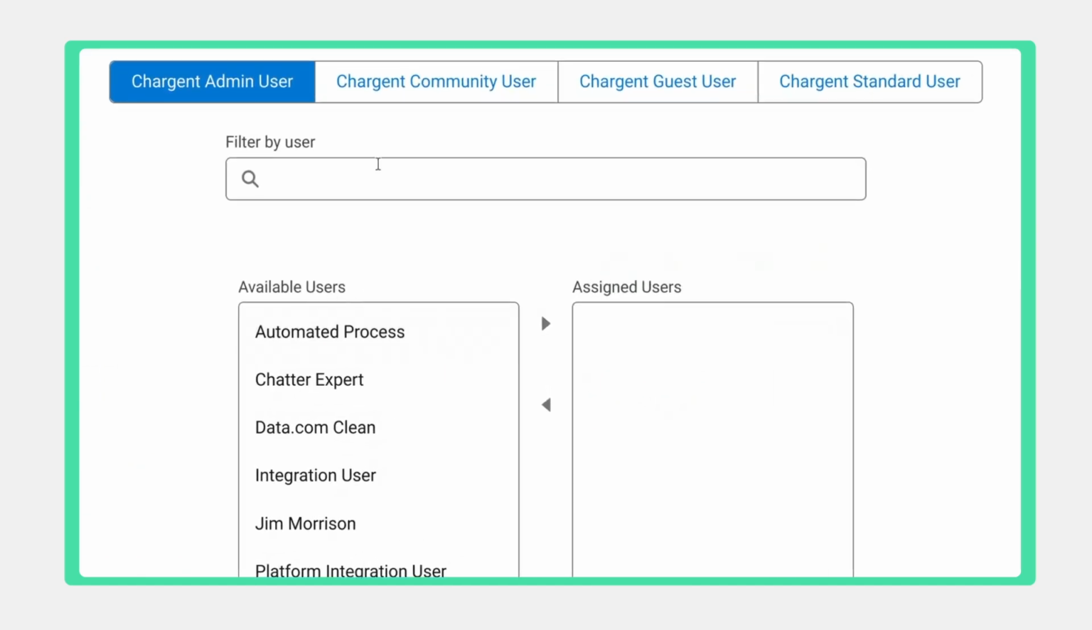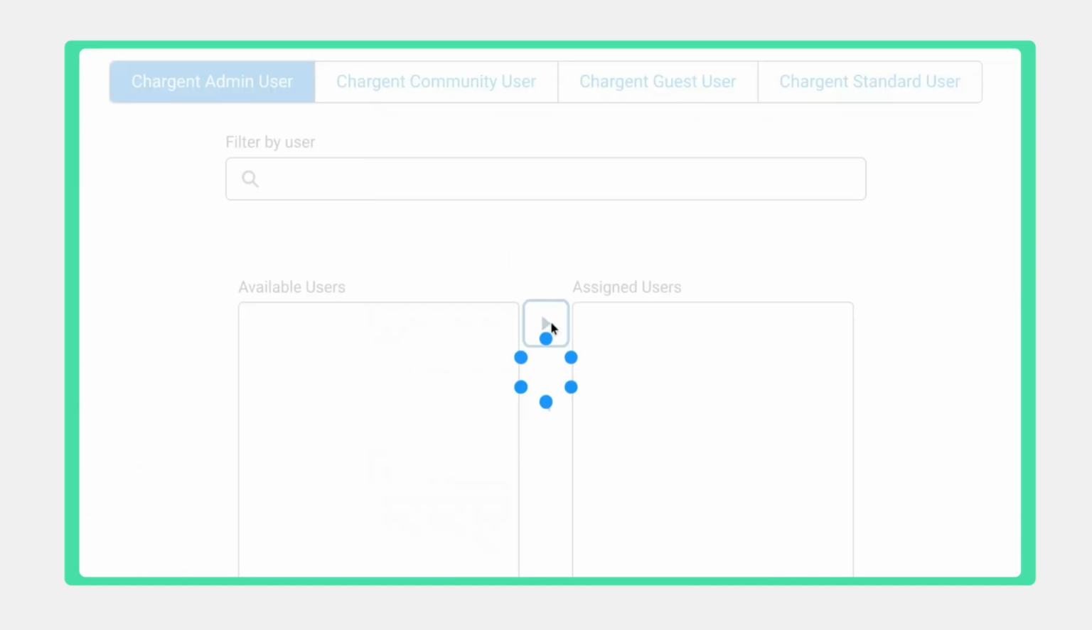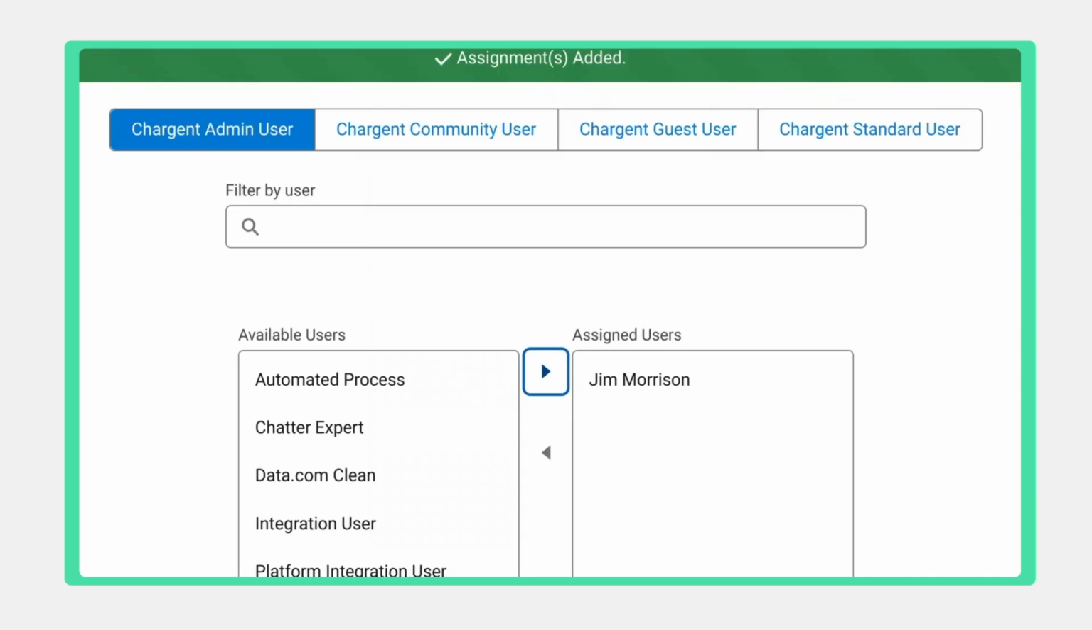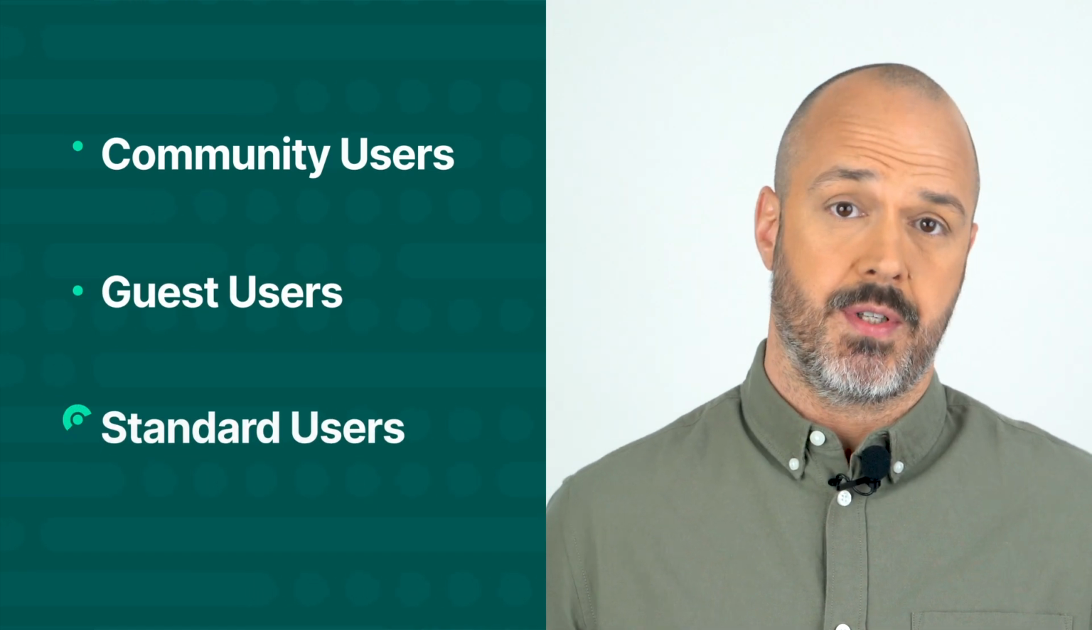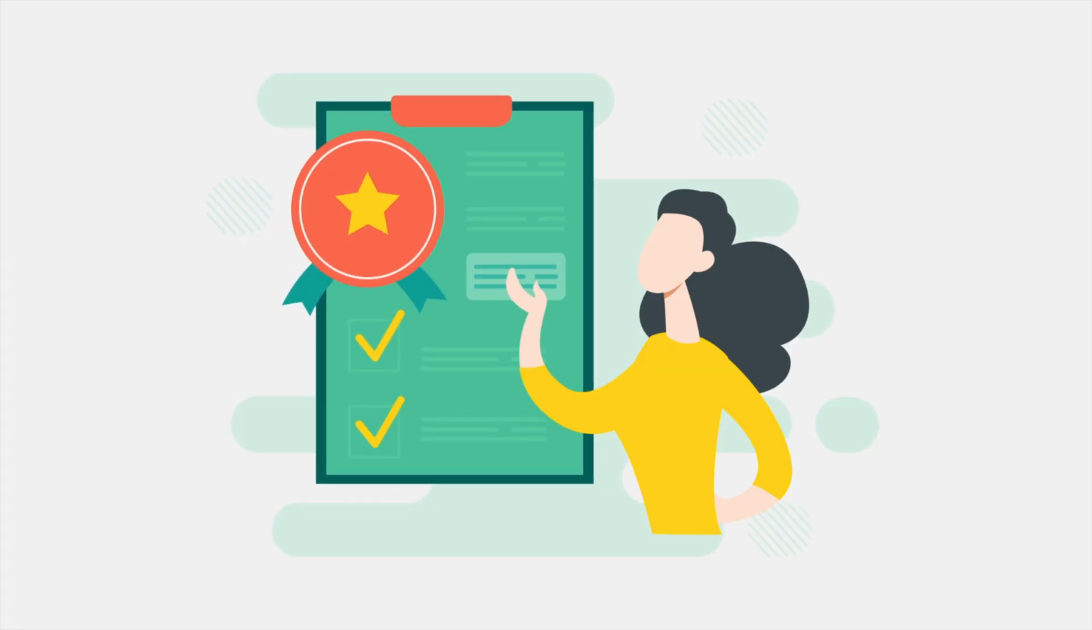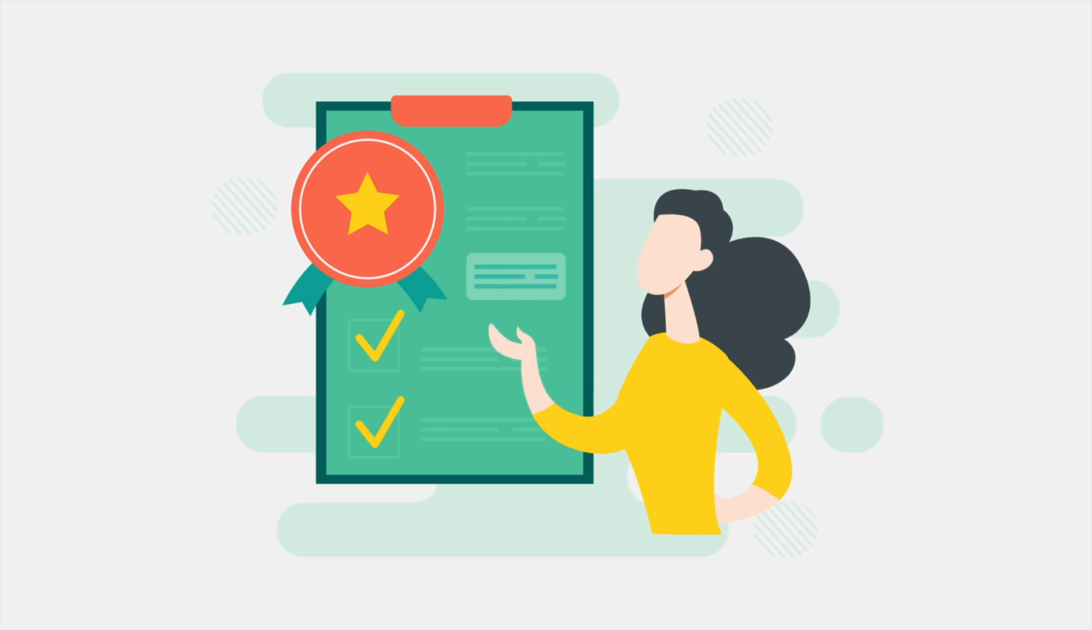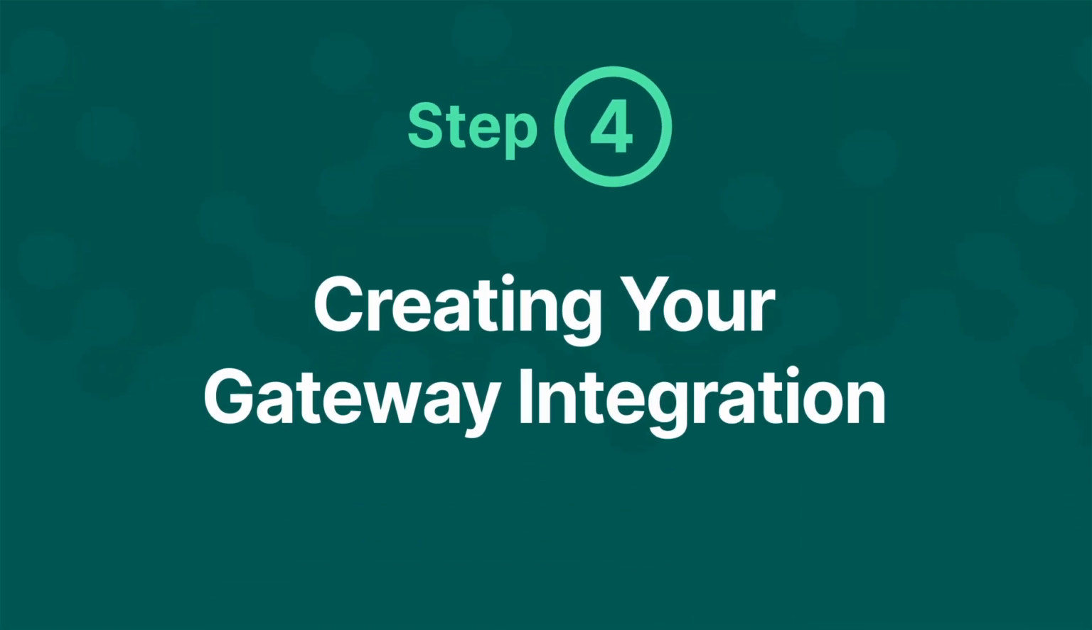Chargent's permissions are grouped by user role. Make sure to add any users who will be configuring Chargent to the Chargent admin user in the Assigned User column. Likewise, add any community users, guest users, or standard users as needed. As a note, if you're testing Chargent in a production or developer org, you'll also need to assign Chargent licenses. Licenses are not required in a Sandbox org, and if you want to learn more, see our extended gateway guide linked below.